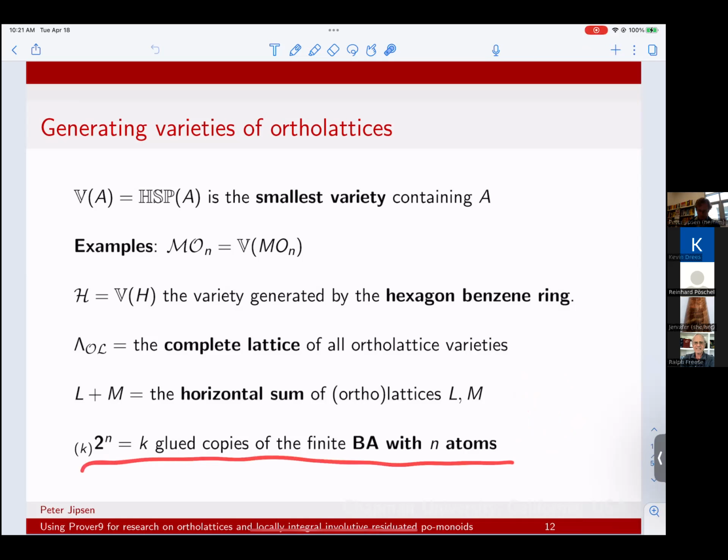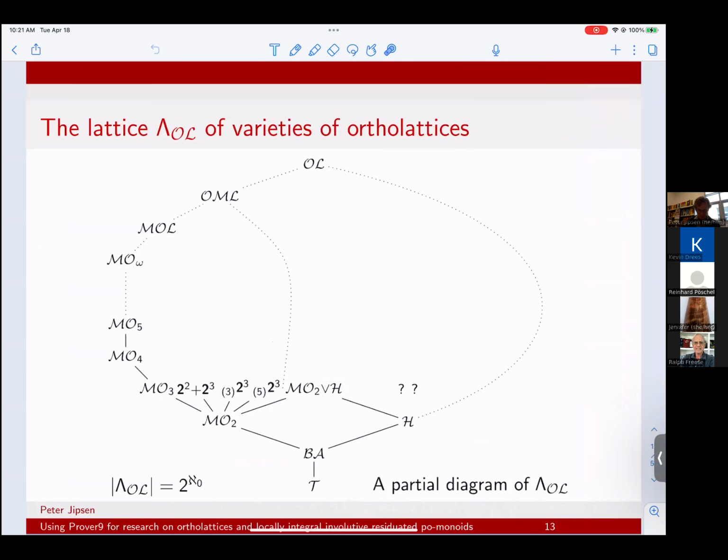And there's a concept of gluing copies of finite Boolean algebras that plays a big role in ortholattice theory, in particular in orthomodular lattices. I'm not going to go into details, but you can look it up. So this is really what the structure looks like.